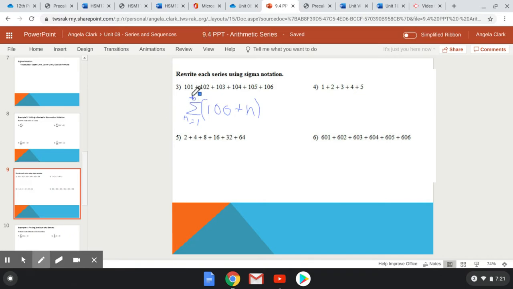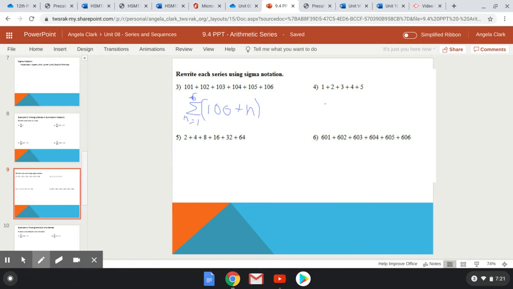Because see, in the first term, we have 100 plus 1. Second term, we have 100 plus 2. Third term, we have 100 plus 3, right? So I can just recognize that. If I recognize the formula without having to use my formula, that's fine. So that's what this would look like. You'd get the same thing if you use the arithmetic sequence formula. That would be fine.